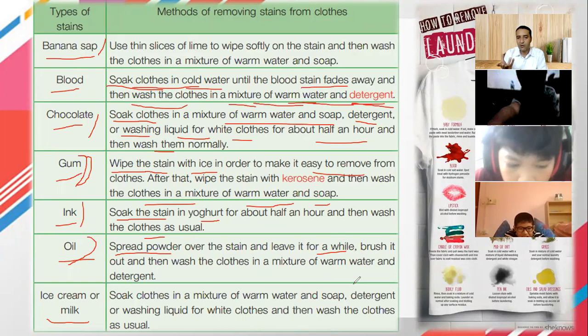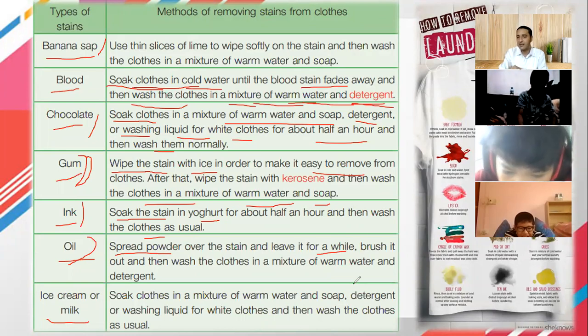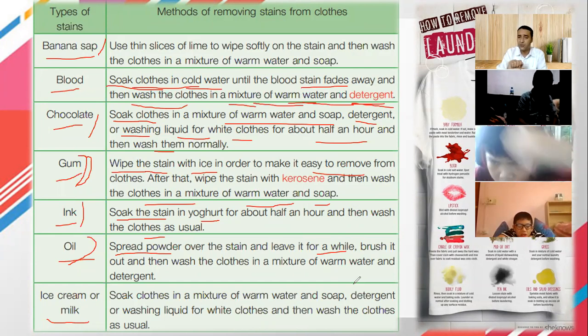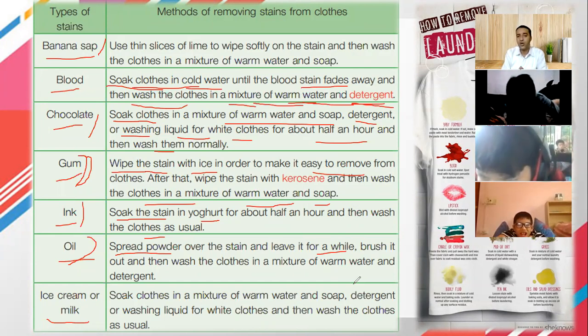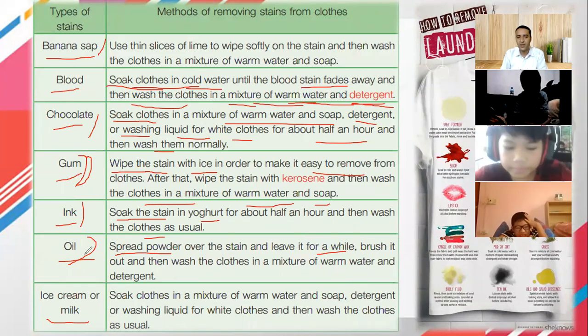Okay, we just spread powder over the stain. Any part of the clothes that has oil, we just apply powder right on the stain and leave it for a little while. After that we are going to use a brush. We brush it out and then wash the clothes in a mixture of warm water and detergent. With the help of this, we can remove the oil stain.